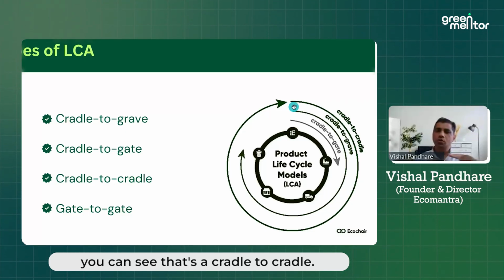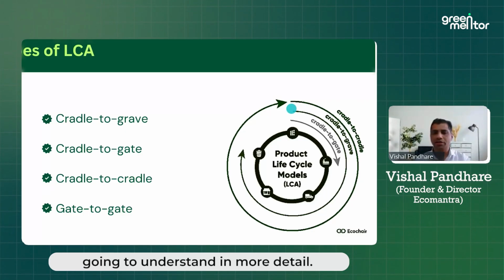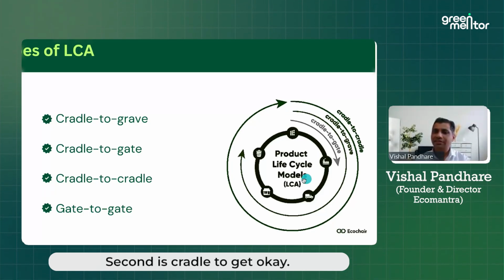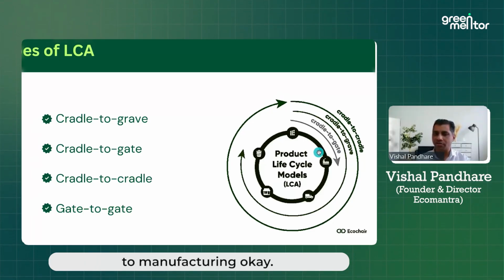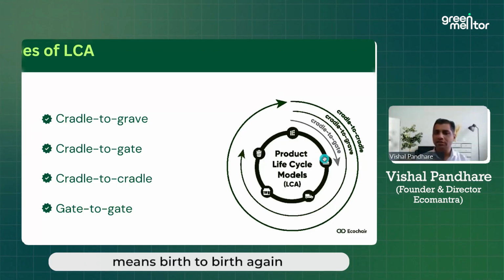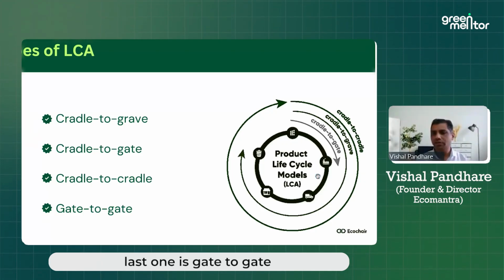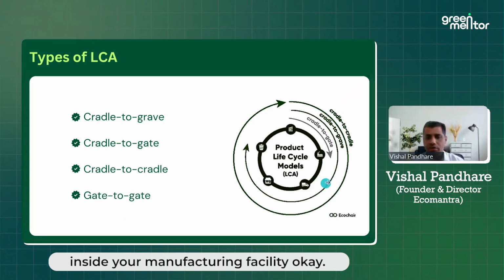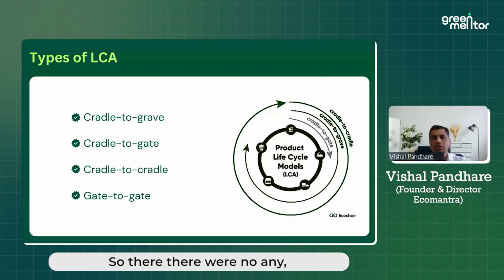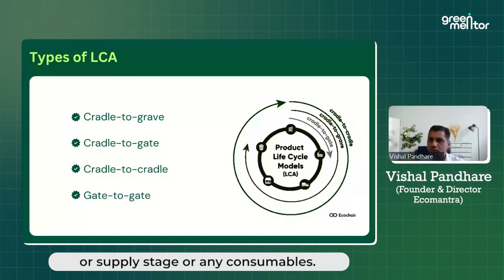At the topmost you can see cradle to cradle. So don't go with that, we will understand it in more detail. Second is cradle to gate. Cradle to gate means raw material to manufacturing. Okay, that's a very small one. And the third one is cradle to cradle, meaning birth to birth again. Okay, this is more interesting. And the last one is gate to gate. So that is inside your manufacturing facility. Okay, so there is no involvement of raw material extraction or supply stage or any consumer use, right?